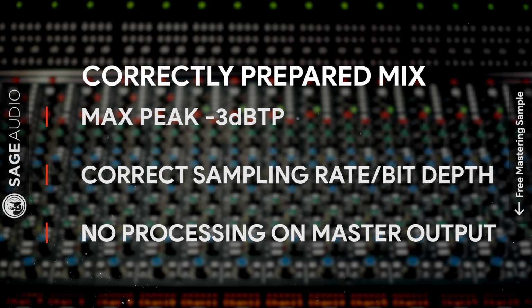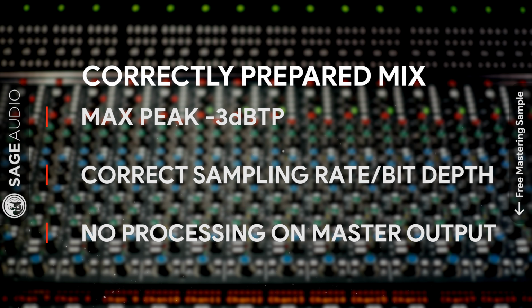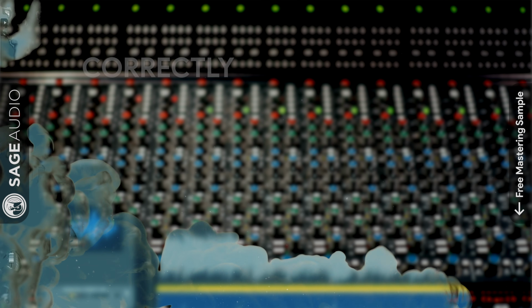Now for the correctly prepared mix, we'll set its max peak to -3 dB true peak, export it using the correct sampling rate and bit depth, and avoid processing on the master output. Let's take a listen.